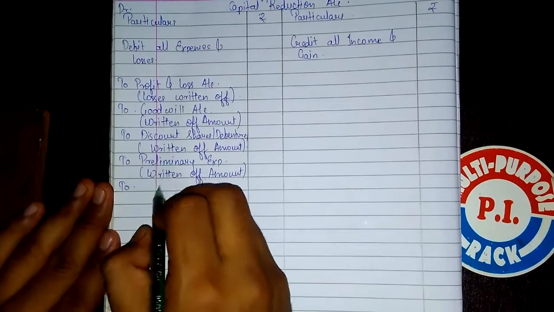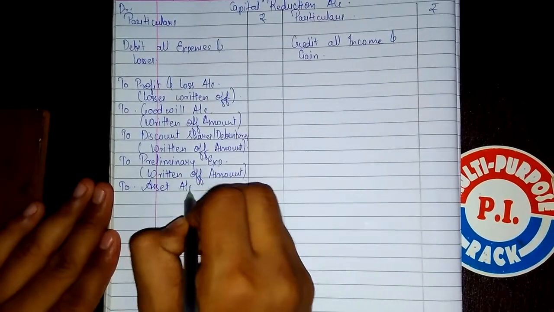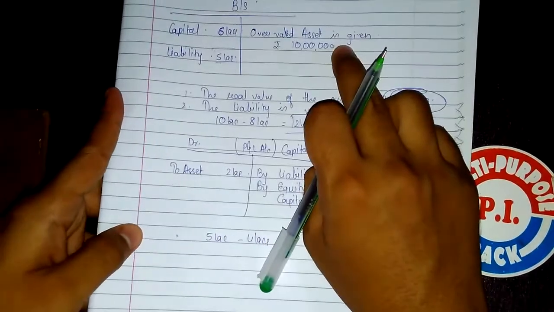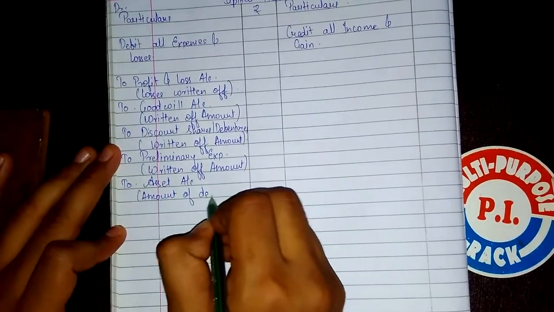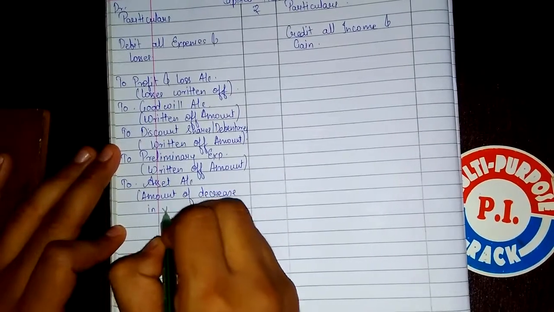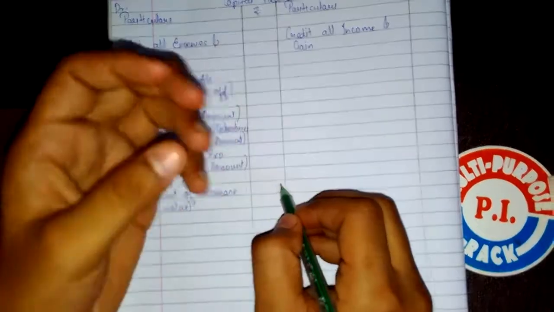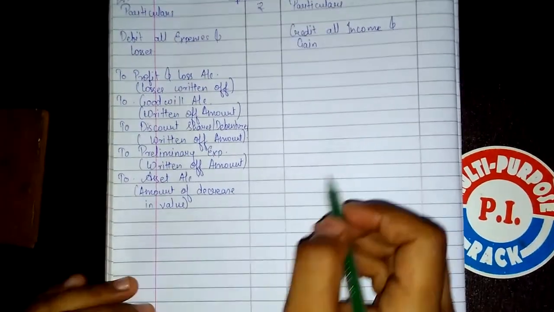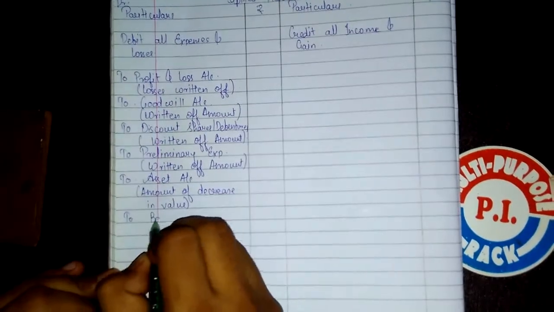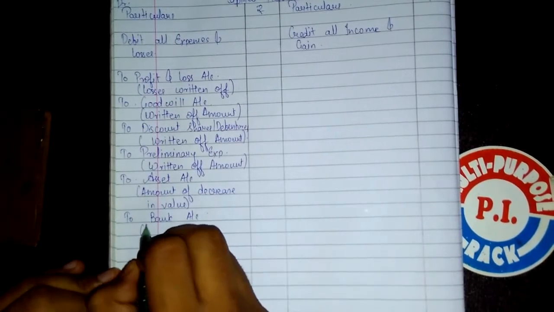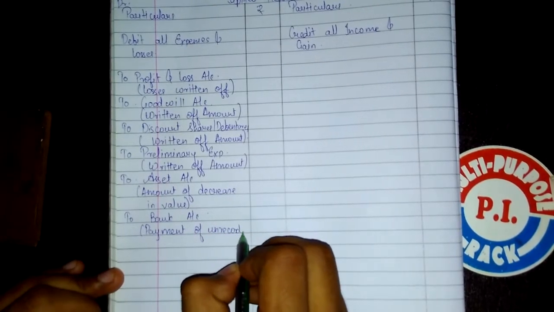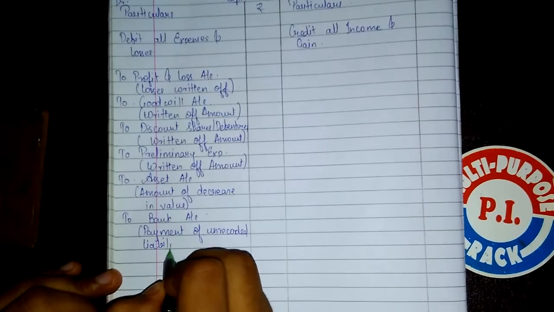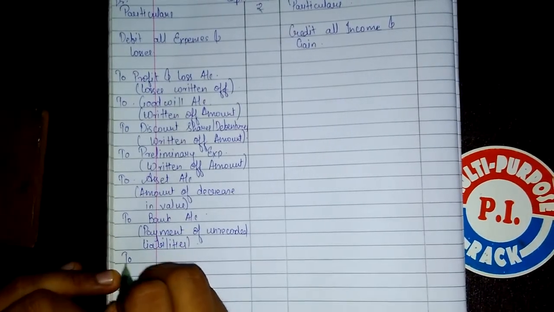To assets account. I hope you have understood this asset from your 10 lakhs, 8 lakhs difference, 2 lakhs. Okay. Amount of decrease in value. So you have to write that amount, that is the difference amount only in this column. Okay. To bank account. Payment of unrecorded liabilities. To bank account.